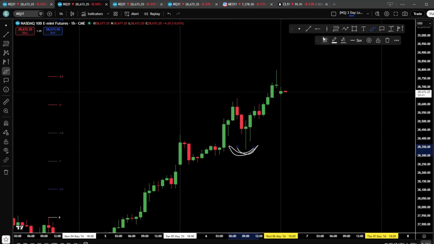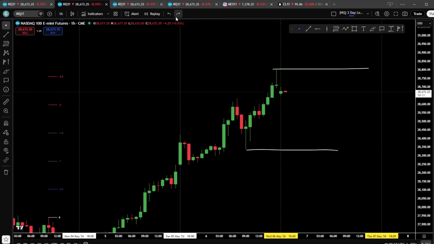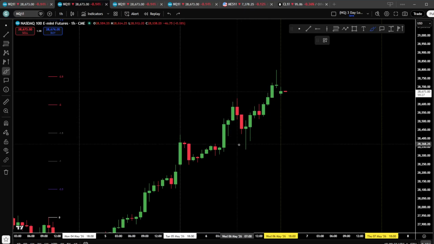So the market on a lower time frame perspective is currently trading inside of this dealing range. I wouldn't consider the previous day's low to be the dealing range because it didn't have any shakeout. The expansion comes from this shakeout here. So this is the dealing range.